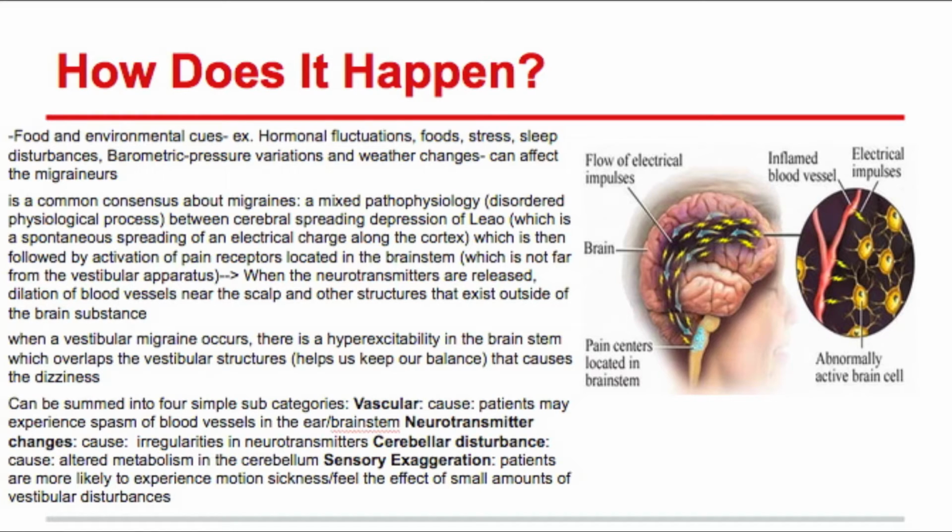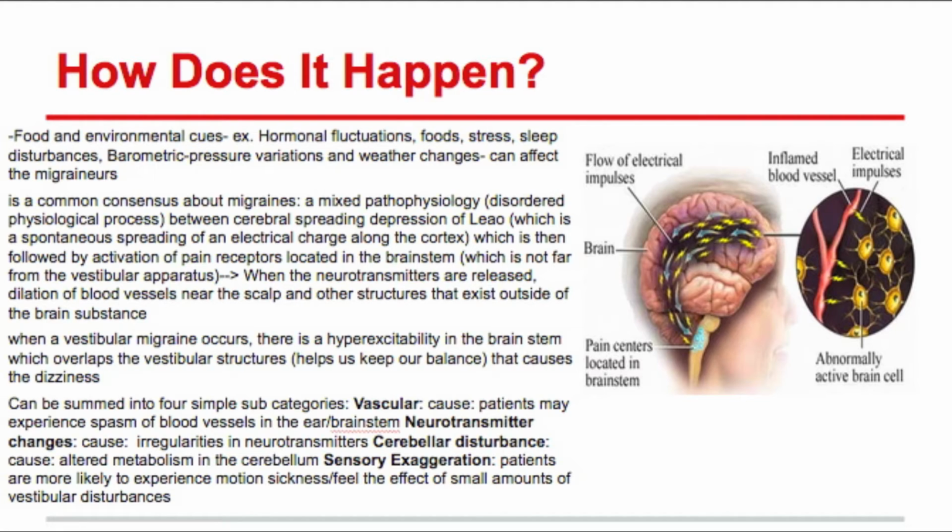There's a common consensus about headaches, especially ones such as the vestibular migraine, that it's a mixed pathophysiology, and it basically means that there's a connection between the cerebral spreading depression of Leão, which is a spontaneous spreading of electrical charges along the cortex, followed by activation of pain receptors located in the brainstem, which is not far from the vestibular apparatus. So the release of the neurotransmitters then leads to the dilation of blood vessels near the scalp and other structures that exist outside the brain substance.